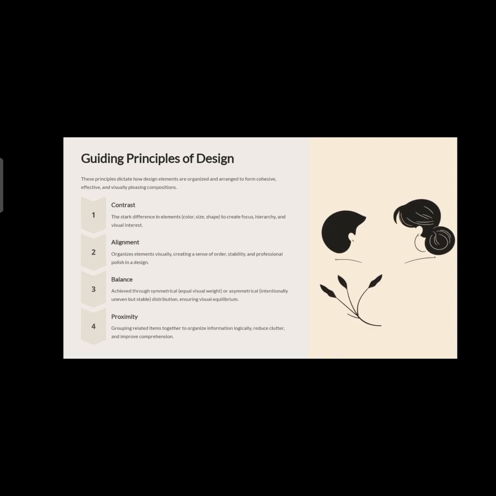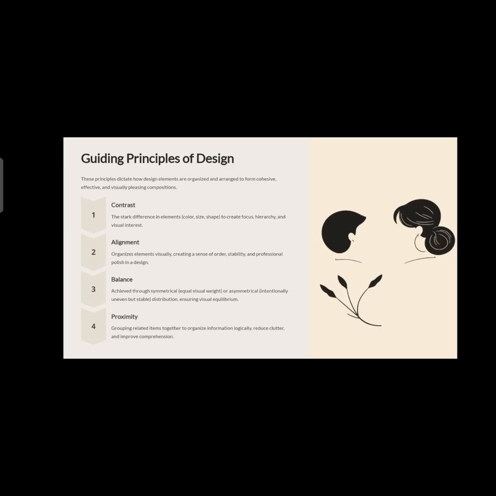Now we're talking about proximity. What's proximity in the real sense? Proximity simply means nearness. Proximity simply deals with how close your elements in a design are to each other. Grouping related items together to organize information logically. It reduces clutter and improves comprehension. It's how close, like I said, your elements are together.